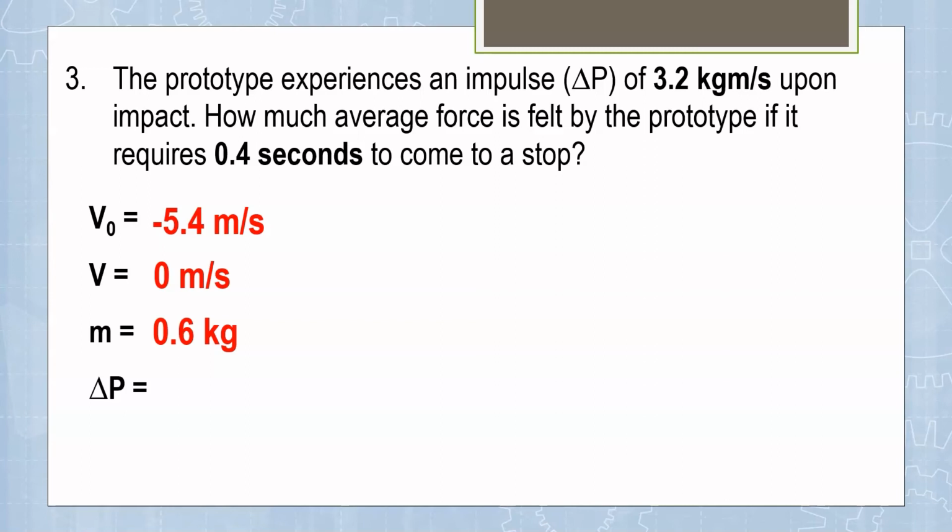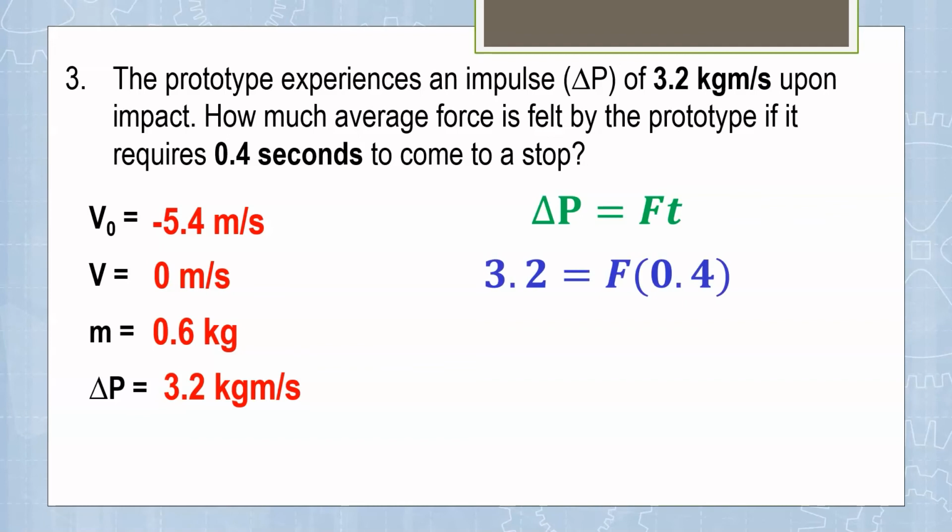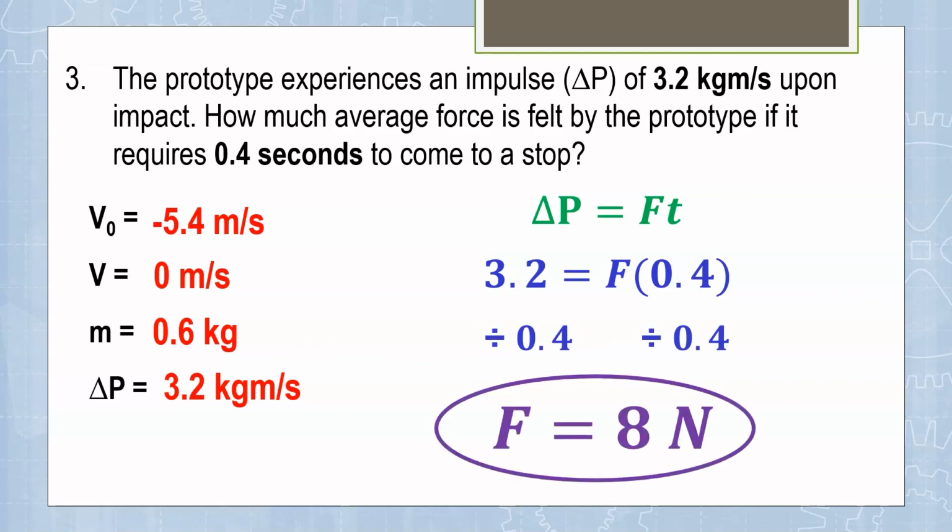We use a force sensor to figure out that the change in momentum, the impulse, took place over 0.4 seconds. If we know the impulse is 3.2 and we're solving for force, we know the time, there's only one formula that has all three of those in it. Substitute in what you know, and then it's a one-step equation. I'm multiplying force by 0.4, so I'm going to divide both sides by 0.4. 3.2 divided by 0.4 gives me a nice, pretty 8 newtons of force.